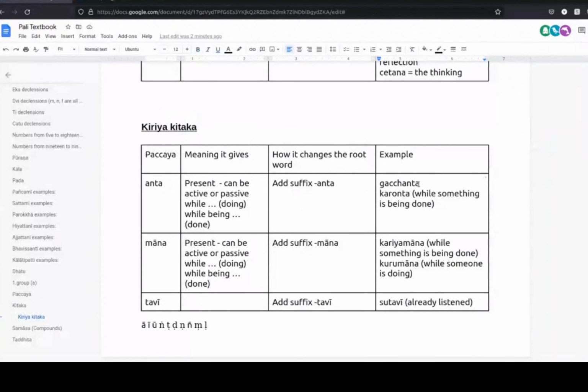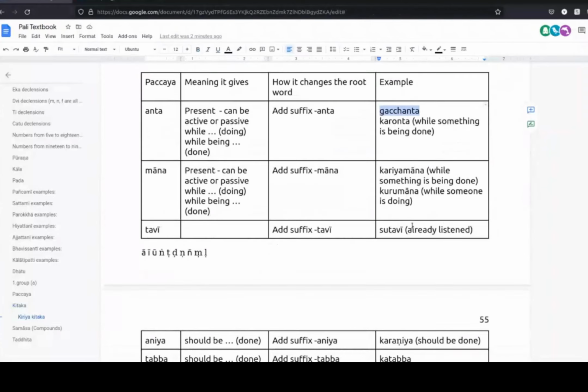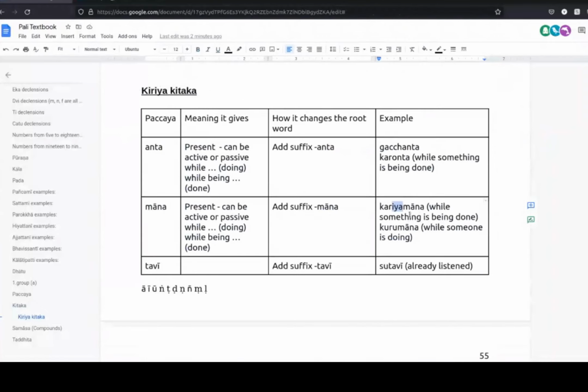but it's expressing action. And the meaning of these two is the same. Anta and mana are used interchangeably. This one here in this instance is passive. That's why you have this iya. Karyamana.